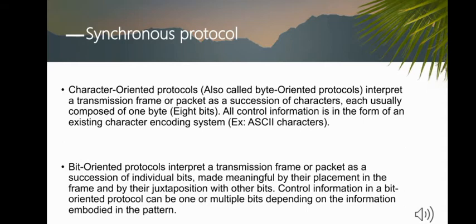One byte means 8 bits. All control information is in the form of an existing character encoding, for example ASCII characters. Bit oriented protocol interprets a transmission frame or a packet as a succession of individual bits, made meaningful by the placement in the frame and by their relation with other bits. Control information in a bit oriented protocol can be one or multiple bits depending on the information embodied in the pattern.